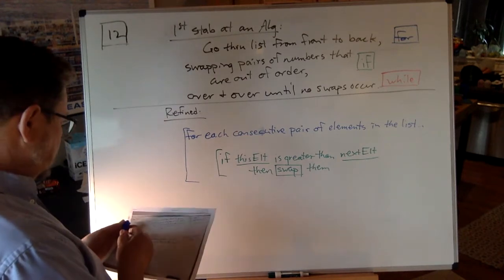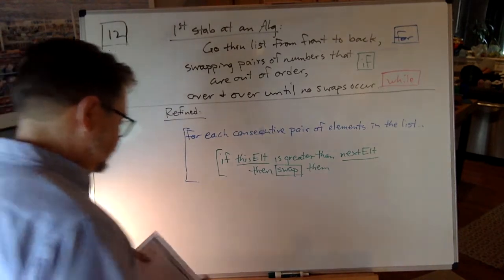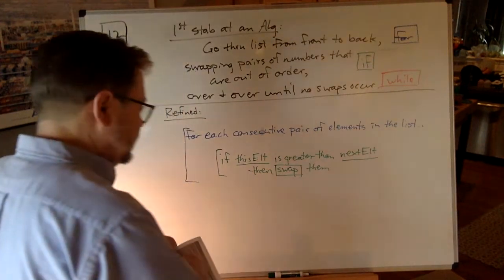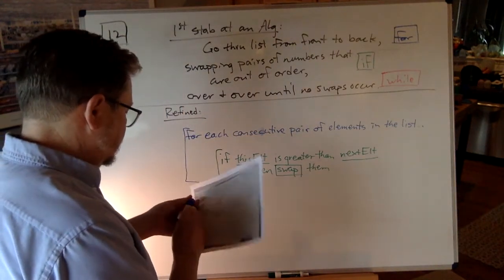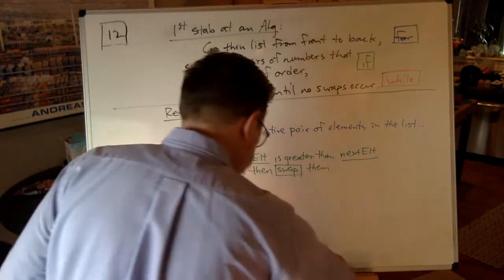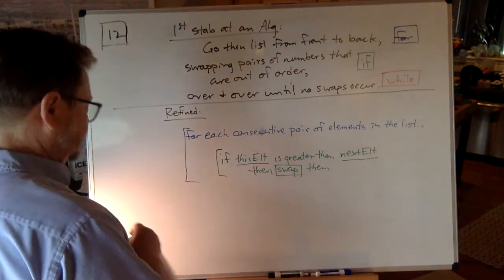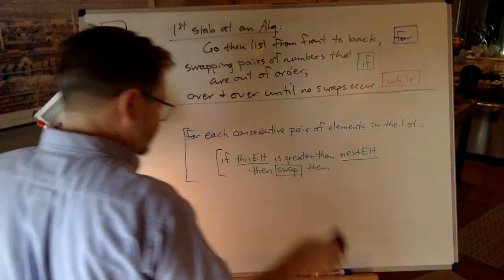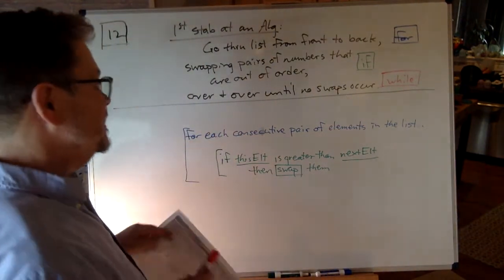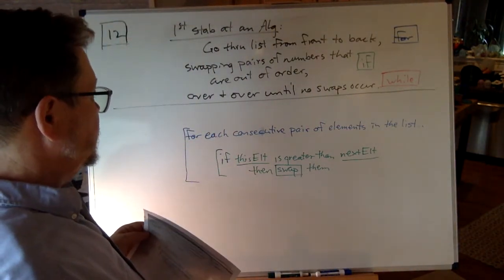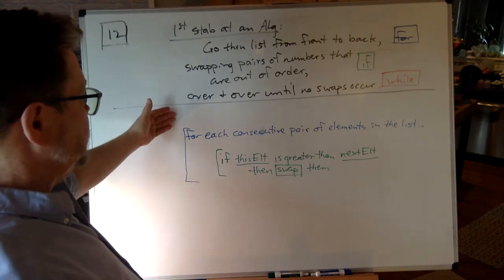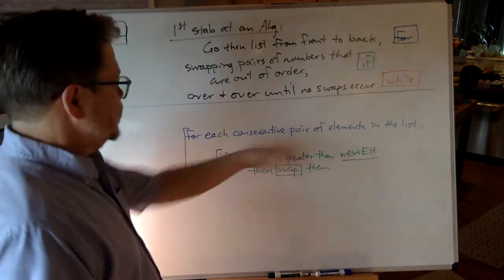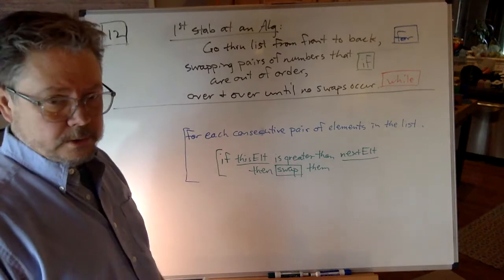All I need now is a while loop. And I put the cap back on. Old habits die hard. I might need blue again. So I'll leave it open. The while loop. Where's the while loop go? Well, what is it we're doing over and over until no swaps occur? We're going through the entire list over and over until no swaps occur.